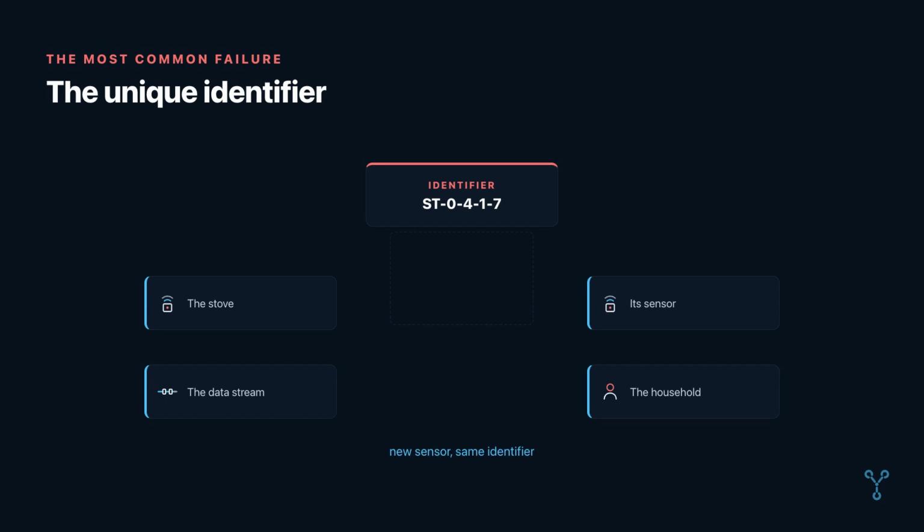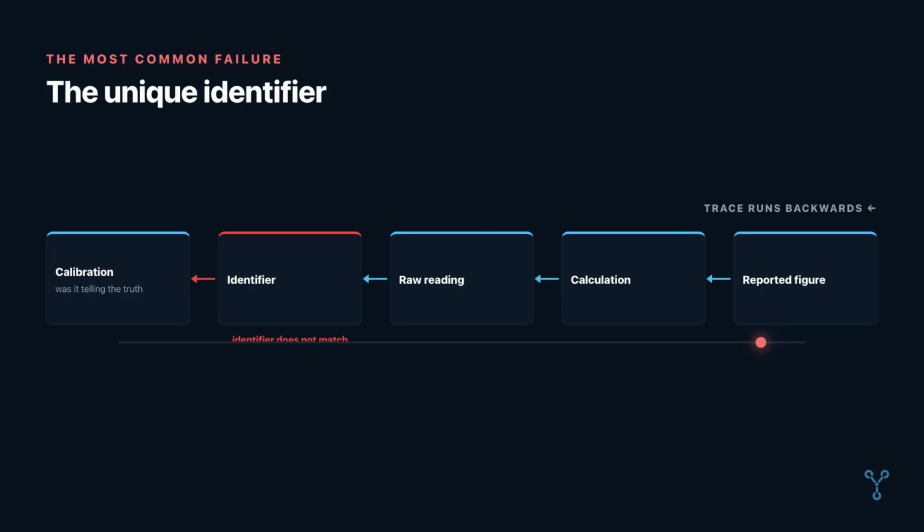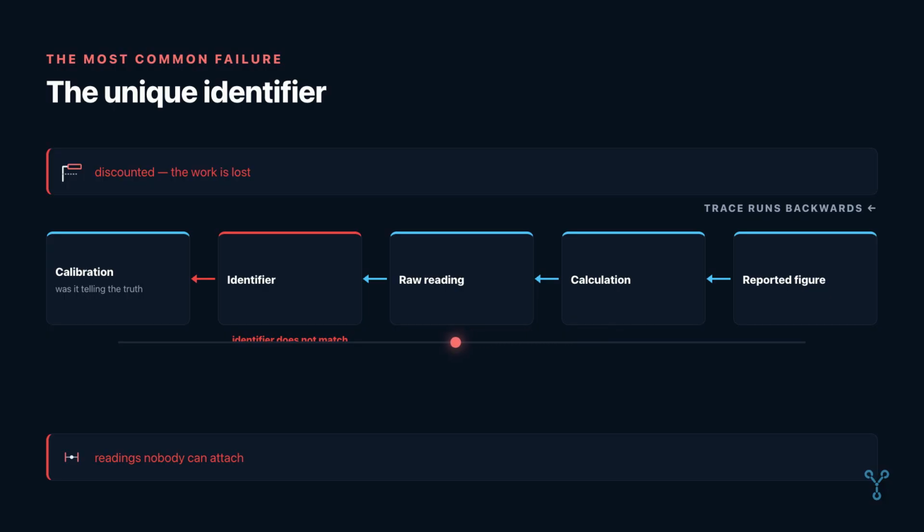If a sensor is replaced, the new sensor must map to the existing stove identifier. When unique identifiers are mismanaged, data streams become orphaned. An orphaned data stream is a set of readings that you cannot confidently link to a specific project activity. When verifiers encounter orphaned data, they must discount the associated emission reductions. This means you lose credit for your work.